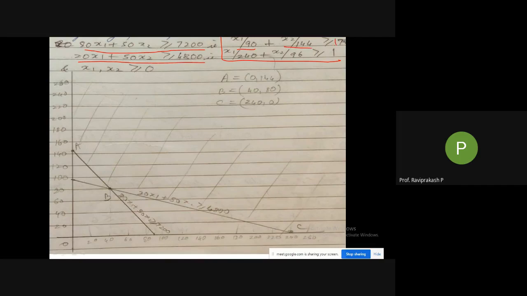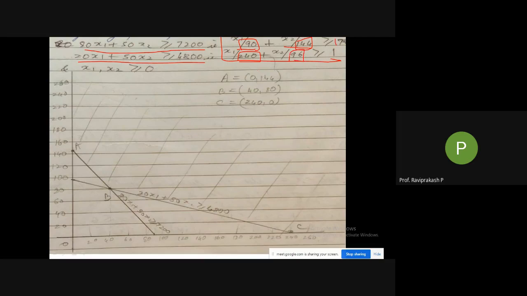Similarly, divide the whole equation by 4800. 20x1 divided by 4800 gives x1 by 240, plus 50x2 by 4800 gives x2 by 96, which is greater than or equal to 1. So my points are: for the first line, x1 is 90 and x2 is 144; for the second line, x1 is 240 and x2 is 96.